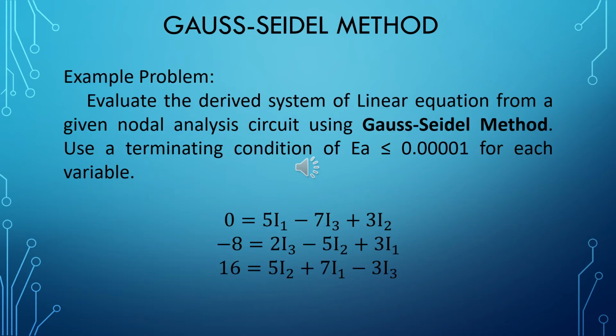Example problem on the Gauss-Seidel method. Evaluate the derived system of linear equation from a given nodal analysis circuit using the Gauss-Seidel method. Use a terminating condition of EA less than or equal to 0.0001 for each variable.